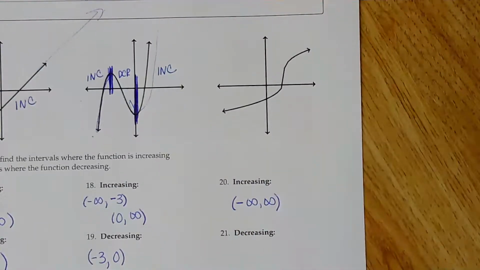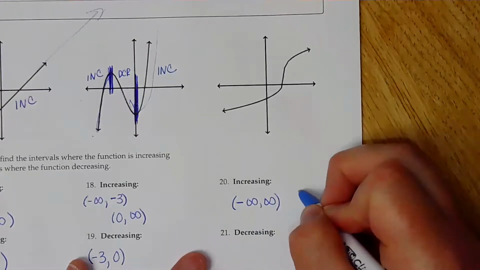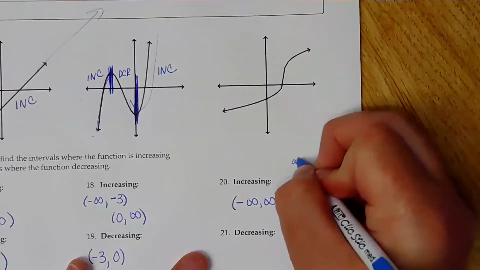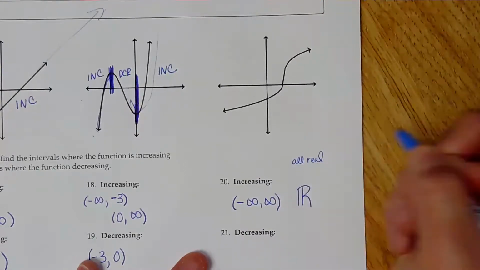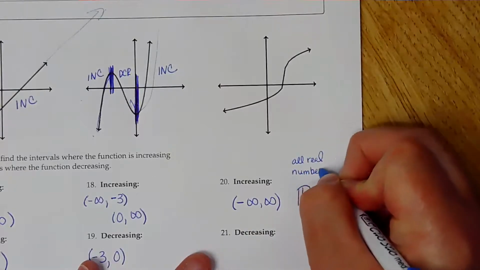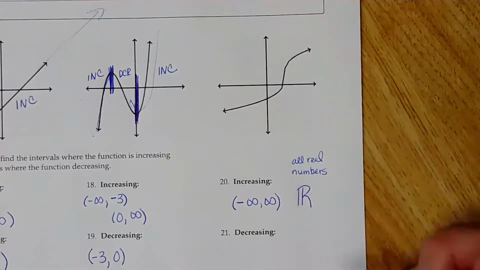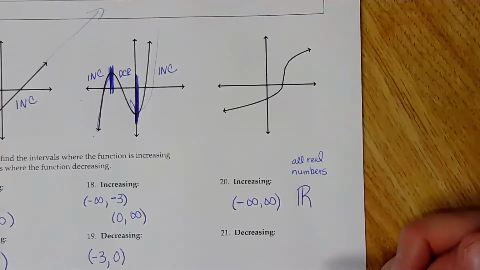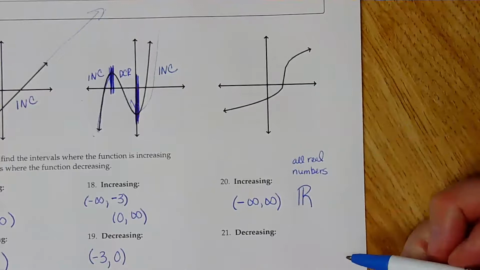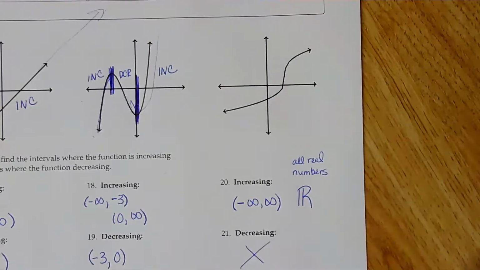Or there's another way of representing that. If it's doing the same thing over that whole interval, we would say that that's all real numbers. And we shortcut, because mathematicians have symbols for everything. We shortcut the words all real numbers with a capital letter R that has that double-edged back to it, so it's got those 2 lines there. And then it's not decreasing at all.